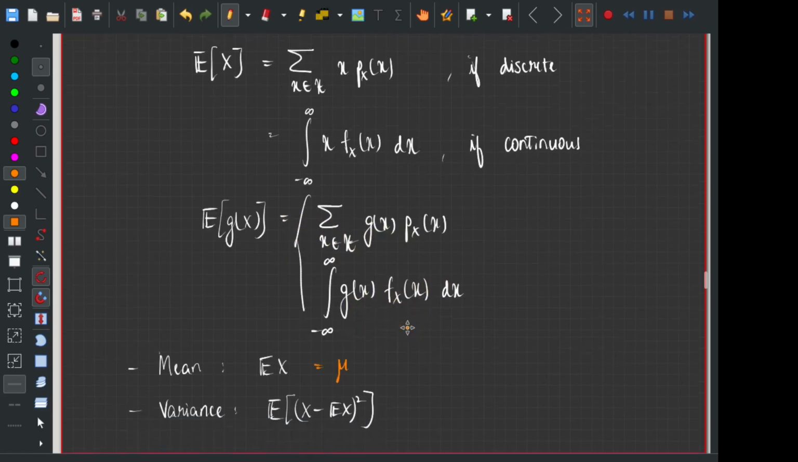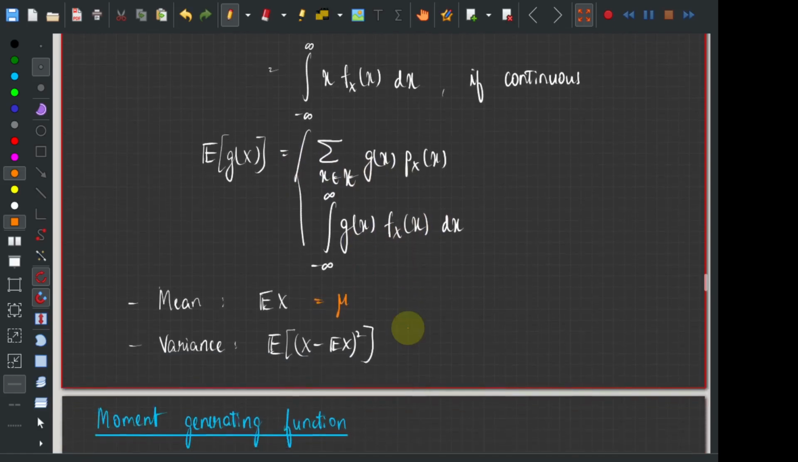There are two functions that we'll frequently be interested in. One is the mean, the expectation of x. The other is the variance, which is the expectation of x minus expectation of x, the whole squared. I'll typically denote the mean by mu, and the variance I'll sometimes denote by sigma squared, but sometimes I may use a different notation.